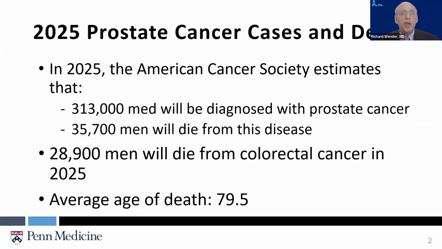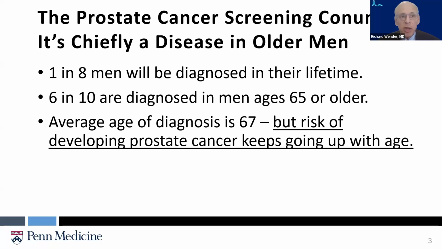Delighted to be a part of this. A lot to cover, so let's jump right in. Every year, the American Cancer Society estimates incidence and mortality from cancer, and for 2025, the year we're in, 313,000 men will be diagnosed, and about 35,700 men will die. And just to put that in perspective, because you know how hard we work with colorectal cancer, that's 7,000 more men than die from colorectal cancer each year. But importantly, the average age of those men who do die is 79.5 years.